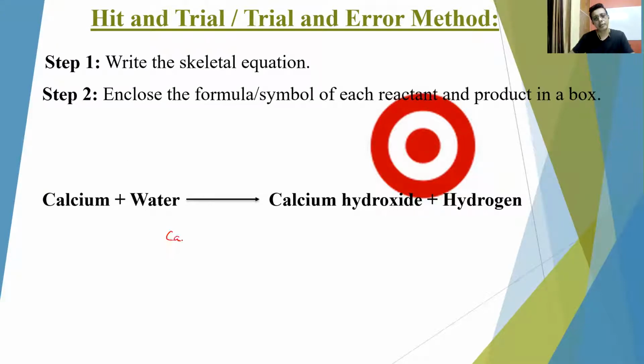Calcium plus water gives calcium hydroxide and hydrogen. So I've written the skeletal equation. Then we'll enclose these formulas in brackets. This is just to indicate that you cannot change anything inside the box while balancing the equation. You cannot make any changes inside the box.